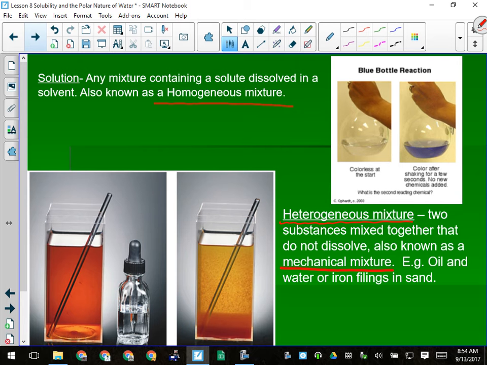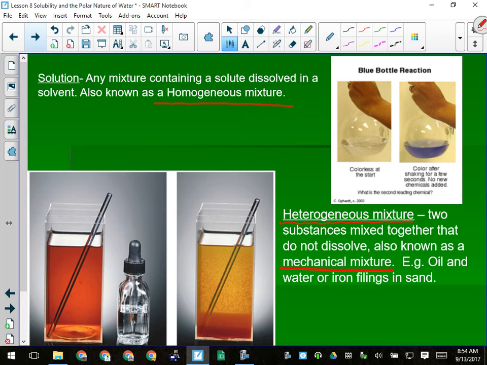Hetero means many. So this has many parts, so it's not a solution. We sometimes call a heterogeneous mixture a mechanical mixture. If I was to take a bunch of iron filings and sand and put them in a container and shake them up, it's not really a solution. They haven't dissolved in each other, but they're mixed together mechanically. I could still easily separate them based on their physical properties. If I stuck a magnet in there, I could pull all the iron filings out and leave the sand behind. Everybody follow?